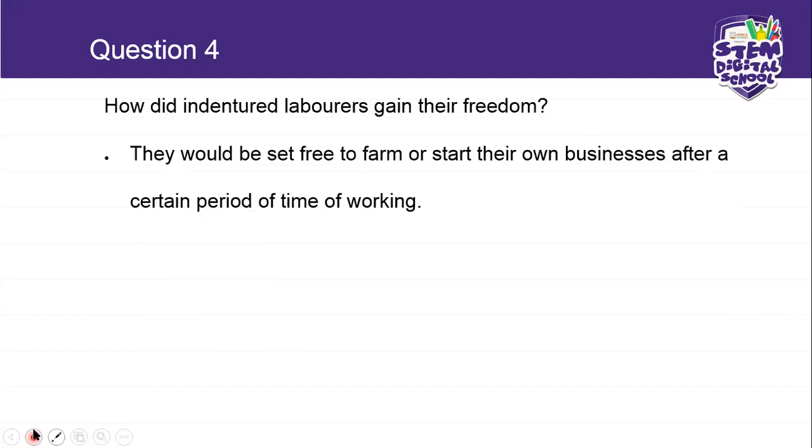Question 4, how did indentured laborers gain their freedom? They would be set free to farm or start their own businesses after a certain period of time of working. So that is how they gained their freedom, those indentured laborers. After a certain period of time, they would be released and then they would start their own businesses.